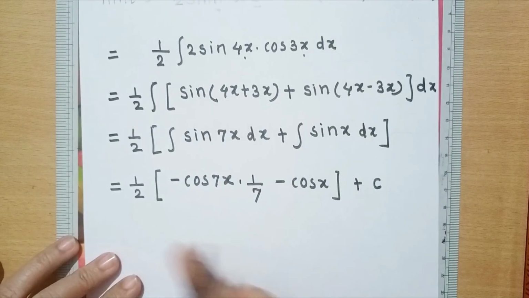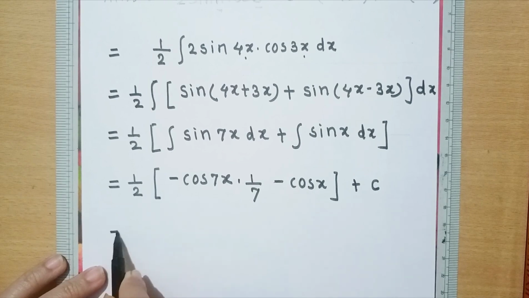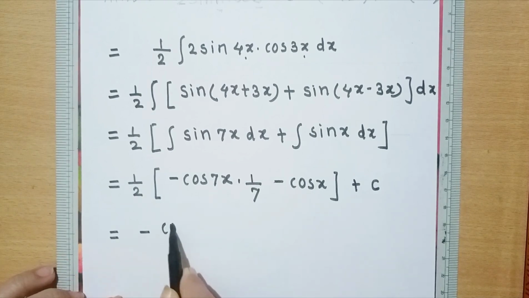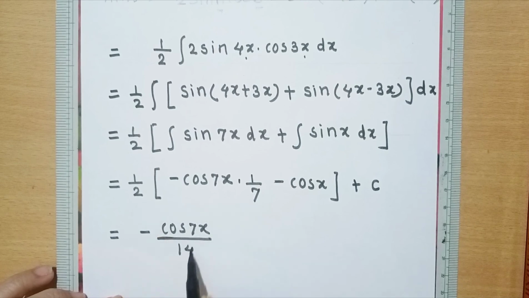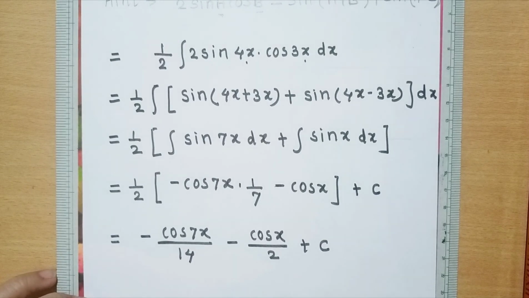So again we will solve this bracket, we will multiply here and here, so minus cos 7x upon 7 2s are 14, minus again cos of x upon 2, plus c is the final answer. And in the same way you have to solve the remaining examples.